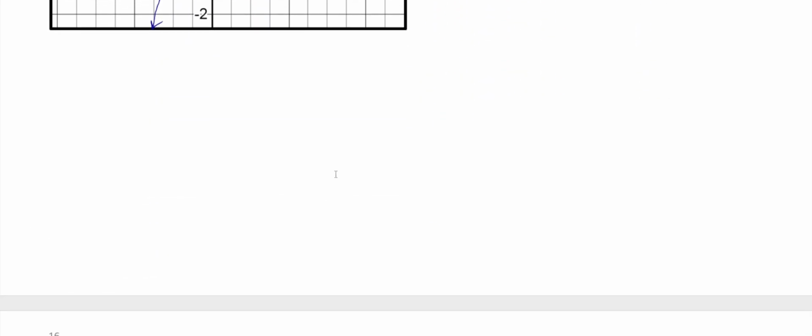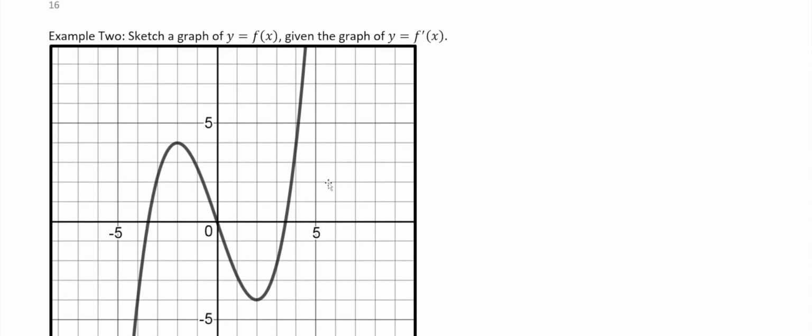Let's keep going. This one's a little trickier. We're given the derivative function, and now we have to sketch a graph of the original function. Now note, if we have the derivative function and we have to go back to the original function, we actually have infinite possible vertical positions. So the shape of the graph will be the same, but we don't know if it's shifted up or down, because when we take the derivative of a vertical shift, we end up with 0.